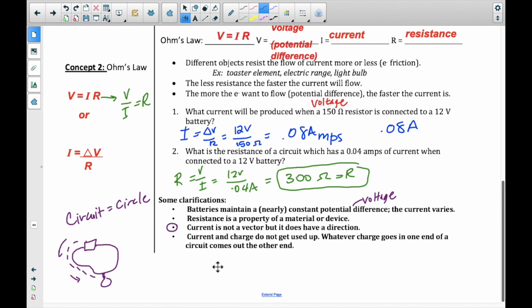That's a little bit different than what's going on in a circuit. It's just kind of a fact of life. You're going to lose some electrons along the way. Okay, it's not a perfect circuit. You're going to lose some. But the main thing here is that they don't get used up. It goes in one end, it comes out the other end. Okay, let's turn the page.